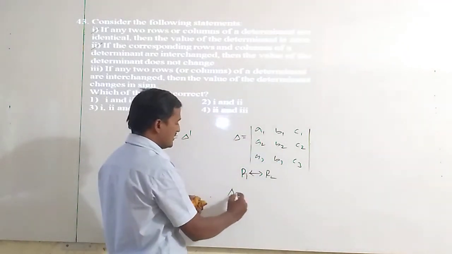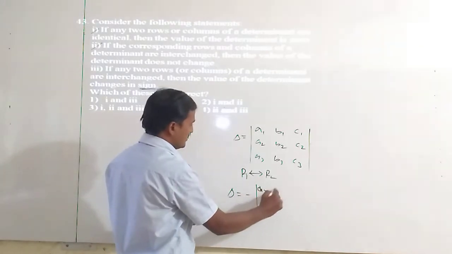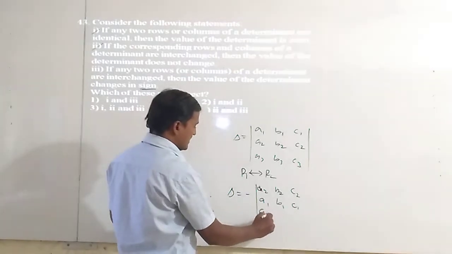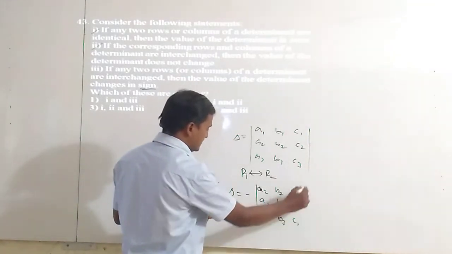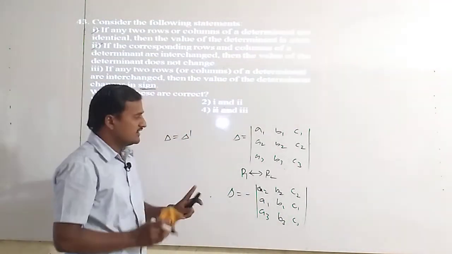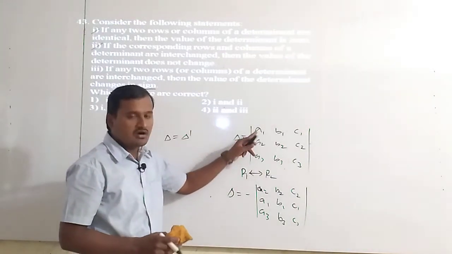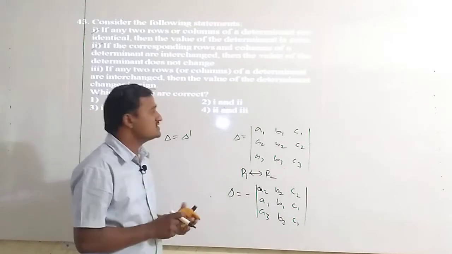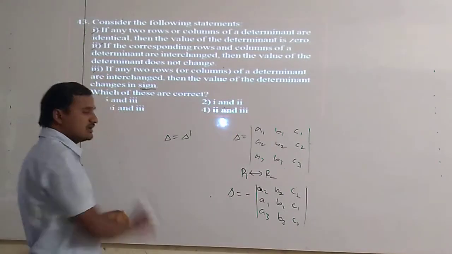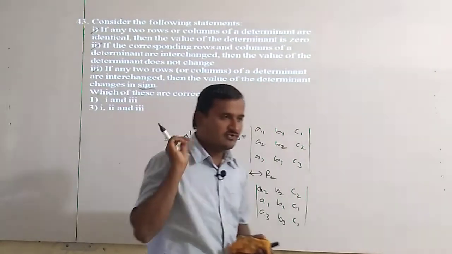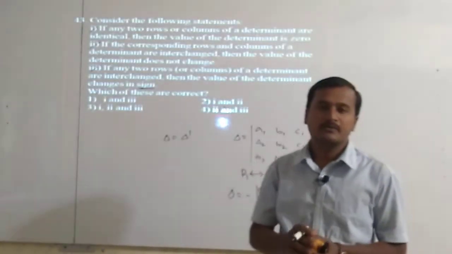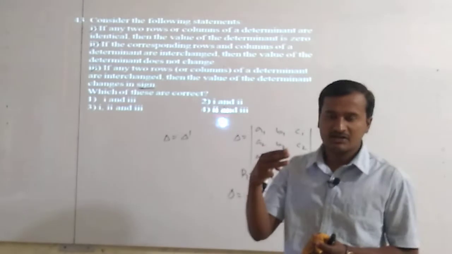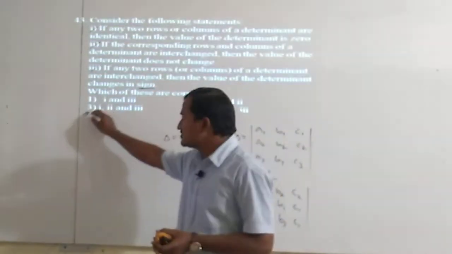So that is delta equal to minus of A2 B2 C2, and here it is A1 B1 C1, and the third row as it is, A3 B3 C3. So in a determinant if any two rows or columns are interchanged, then the sign of the determinant changes. Therefore the third statement is also correct. So from this discussion we will say that all the three statements are correct. So therefore the third option is the right one.